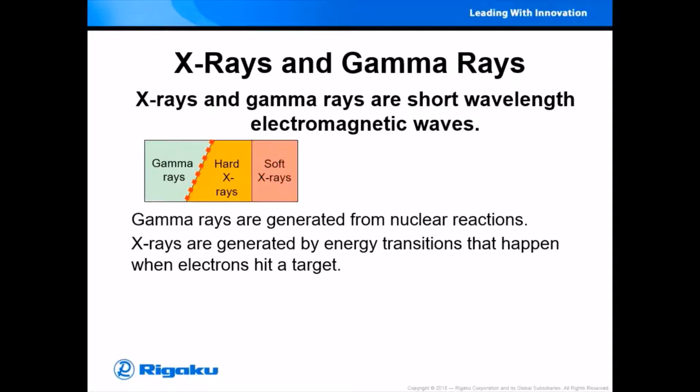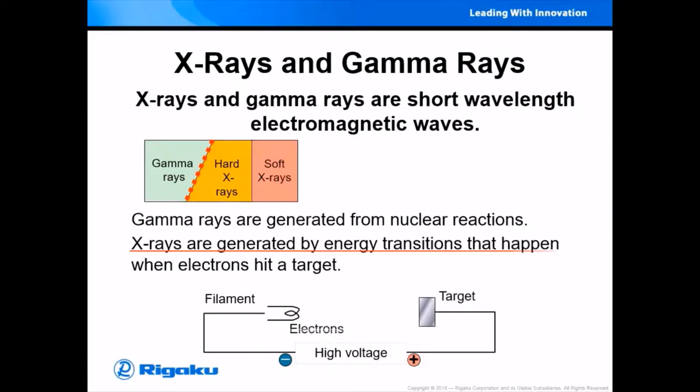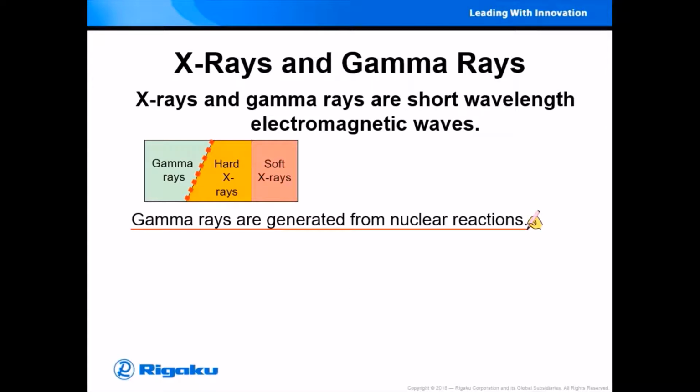In the range of wavelengths between the hard X-rays and the gamma rays, sometimes it's called X-rays or sometimes it's called gamma rays due to the generation mechanism, even though they have an identical wavelength. Let me explain the difference in the generation mechanism between the hard X-rays and gamma rays. X-rays are electrically generated by the impact of electrons coming from a filament and colliding with the target metal. On the other hand, gamma rays are generated from nuclear reactions such as alpha decay or beta decay.